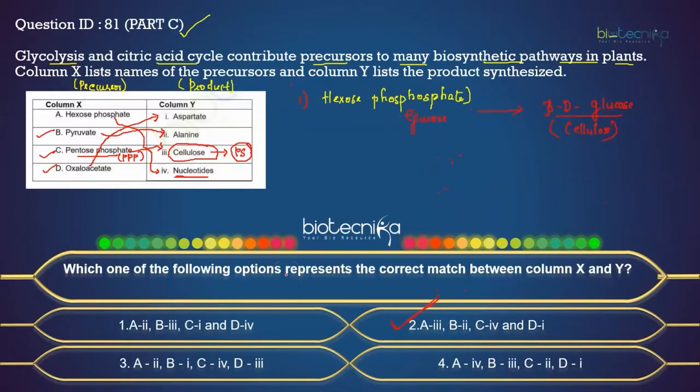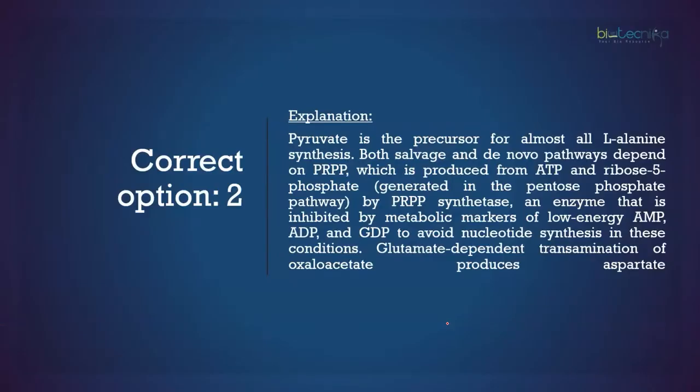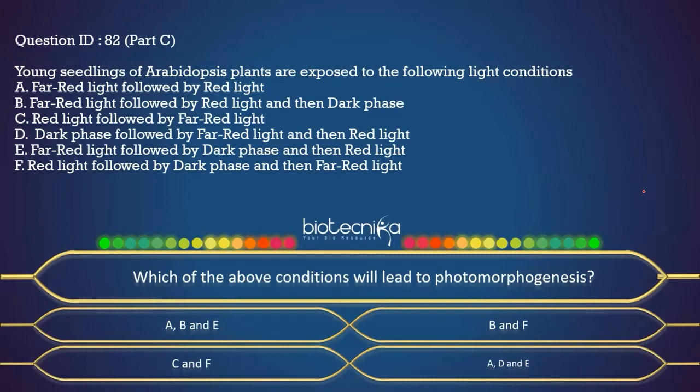So if we have to go for the question, we know that hexose is giving cellulose, pyruvate into alanine, pentose phosphate to nucleotide, and oxaloacetate to aspartate. So the correct answer for this question is option number 2. Yes, the same, pyruvate is the precursor, definitely, and because of PRPP, we know that there is nucleotide production, and glutamate, everything we have seen.